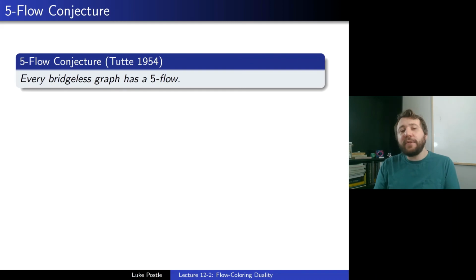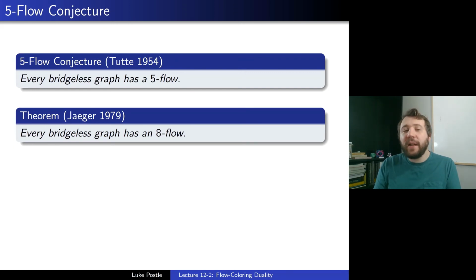For the 5-flow conjecture, every bridgeless graph has a 5-flow. That was not proved, it's still open, all of these are open, but Jaeger in '79 showed that every bridgeless graph has an 8-flow. So how does this work? The proof constructs a Z2 cross Z2 cross Z2 flow.